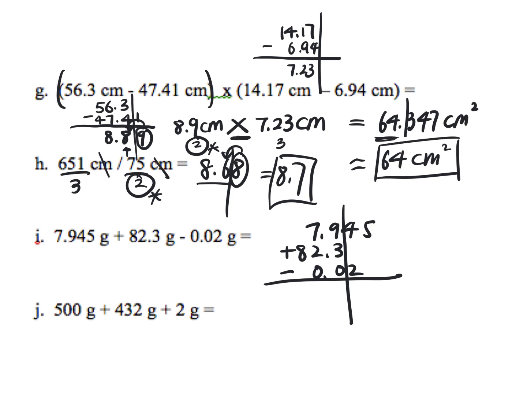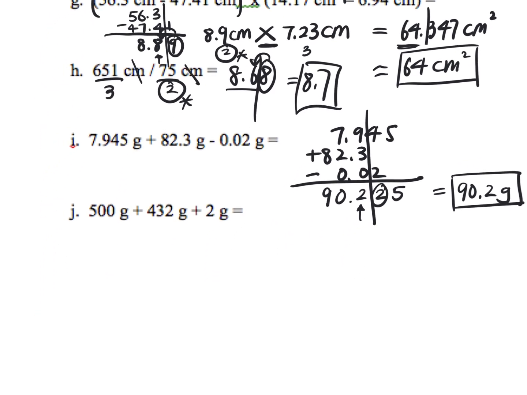7.945 plus 82.3 minus 0.02. It gives me a number of 90.225, right? Because I already know that I need to end on this digit. I look at the one after it. I don't round up, so I get 90.2 grams.